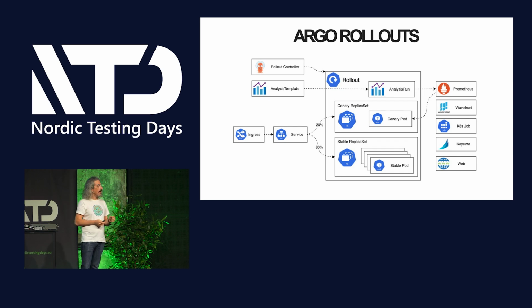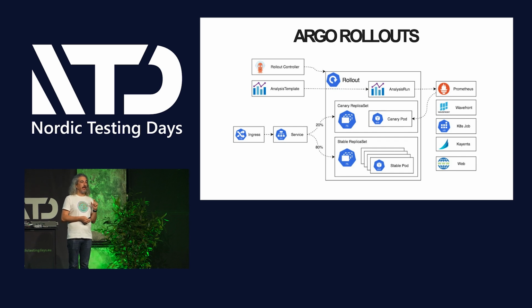Then it executes the analysis run, and based on that execution, by looking at the metrics, it decides whether it's successful or not. If it's successful, the Canary keeps rolling up until it gets to 100%. If it's unsuccessful, it's going to do an automatic rollback. So that's the interesting part. If I make a mistake and my metrics catch this mistake, my rollout is going to be automatically rolled back. I don't have to be watching.